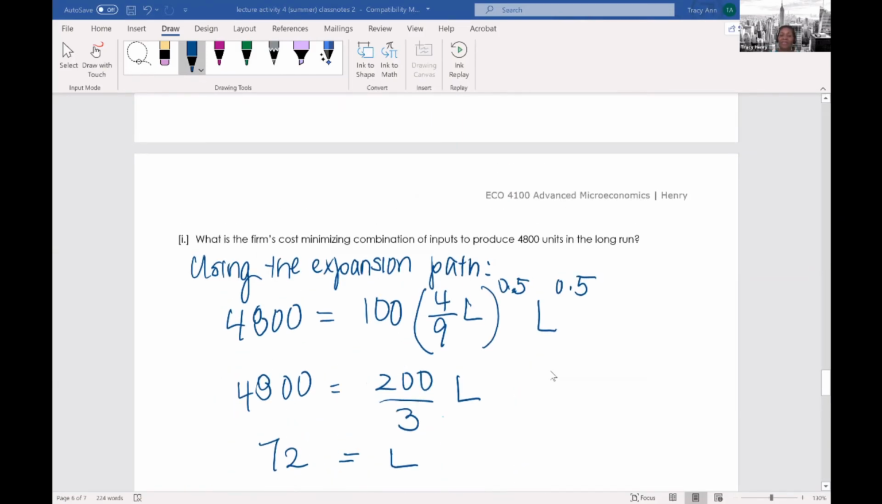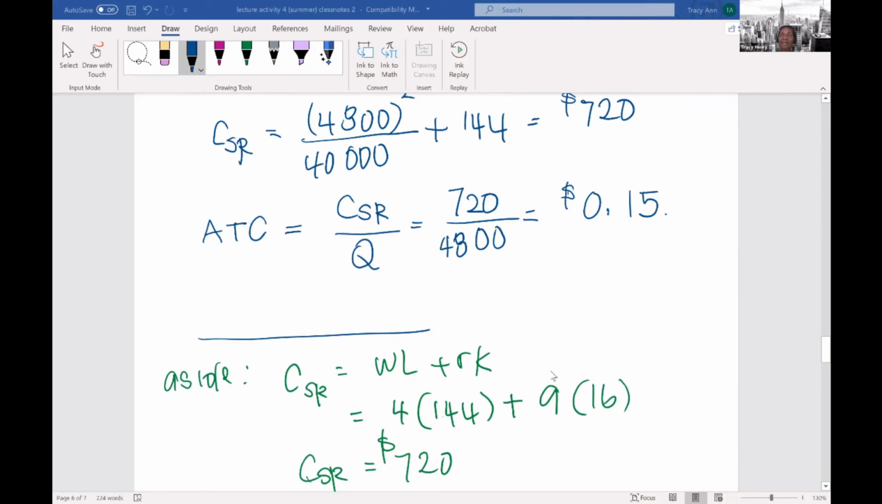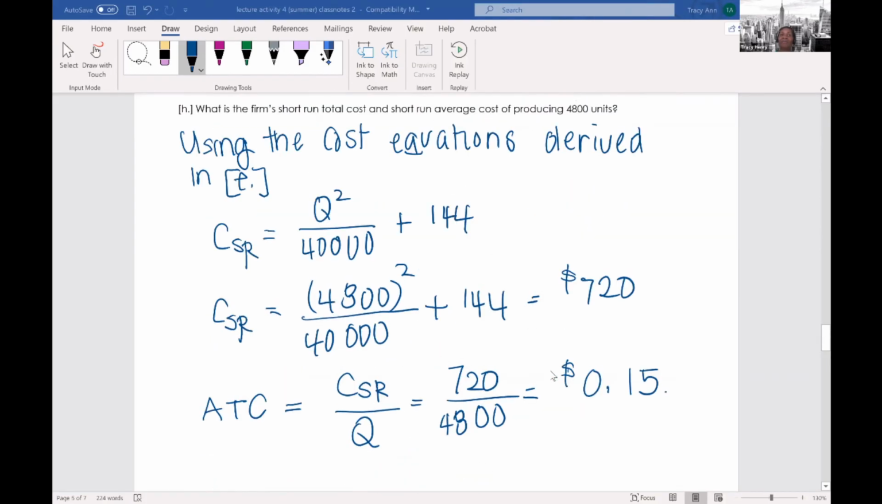So one of the things that I want you to notice is that to find that combination, now that I'm in the long run, I'm going to find that labor capital combination that follows the expansion path. I am going to find that labor capital combination that will agree with that relationship, or be a point on my expansion path. So in reality, I don't need to hire 144 workers.